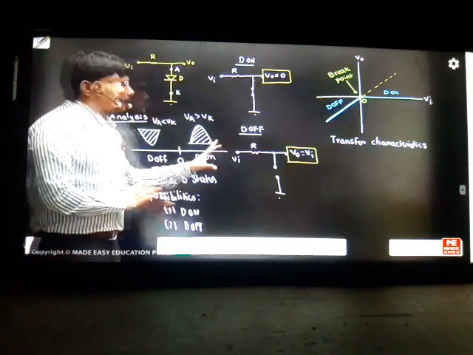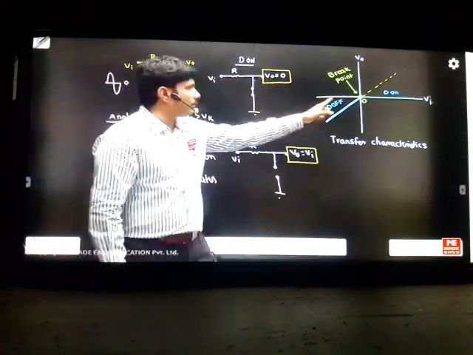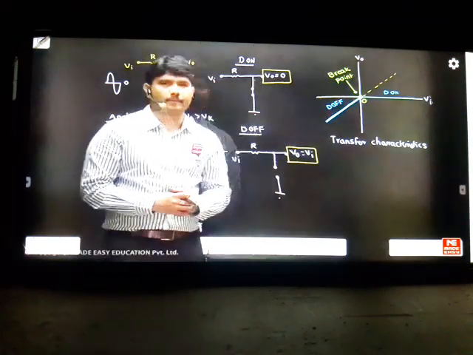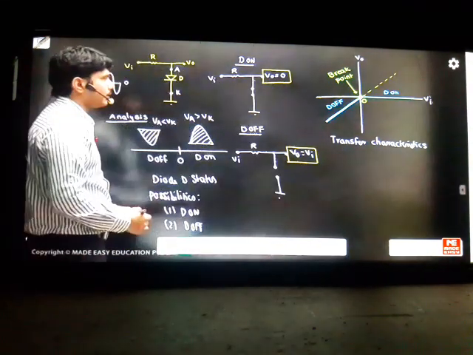Okay. So this is our clearance here. So we got diode off, diode on positions. When diode is on, output is equal to zero line you follow. When diode is off, you follow the output equal to input line. This line. Okay. With this, we have completed the transfer characteristics.